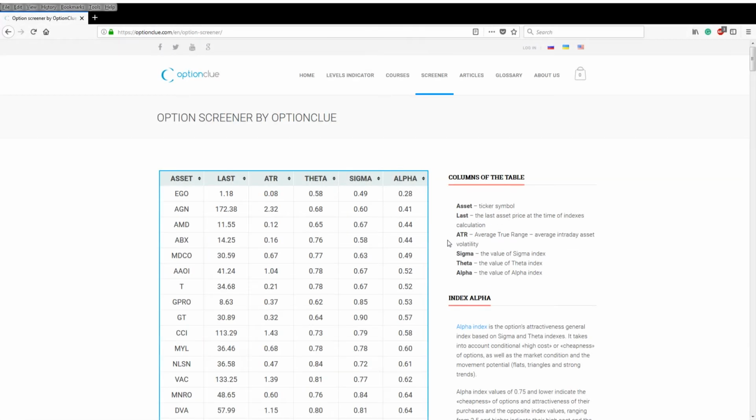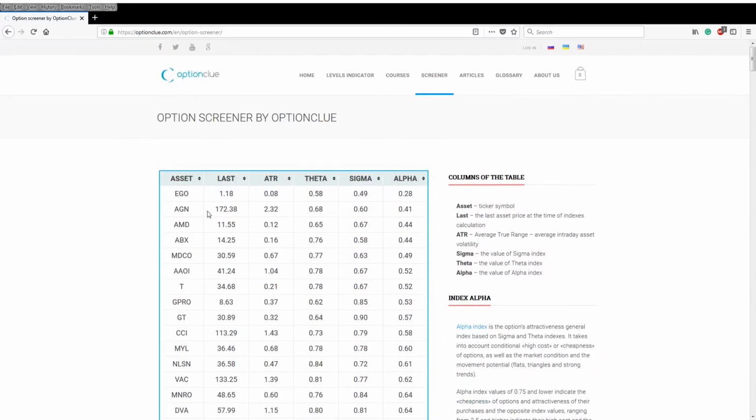Let's talk about how to use the screener in the medium-term trading. First of all, we go to the OptionClue.com website and select Screener here. As you can see from this section, you can find the basic information about the screener, some examples of its application, and of course the screener itself. So, if we go to Option Screener, we may see the following.